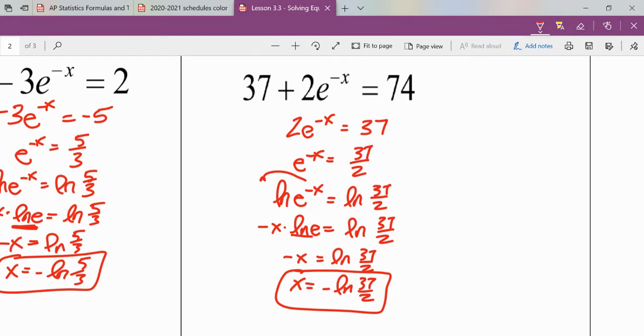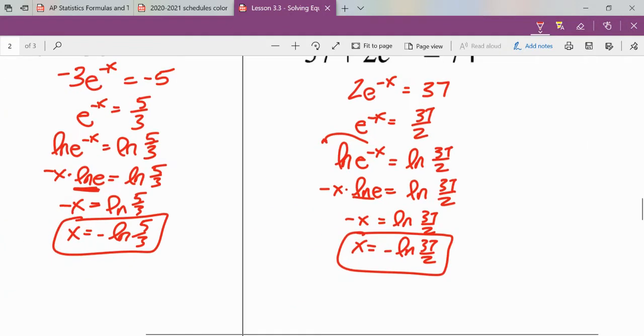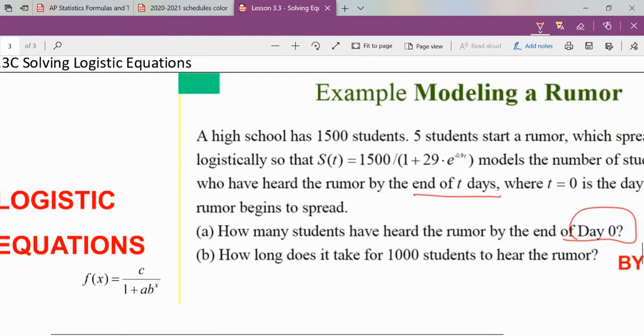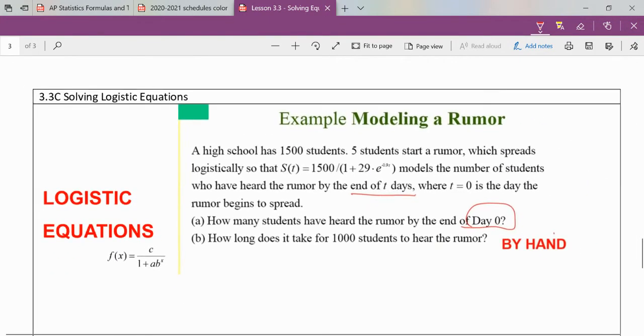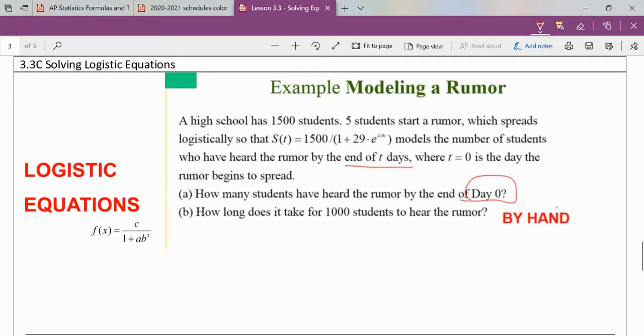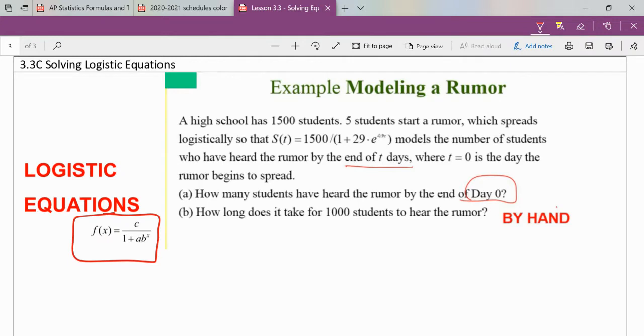So there's solving exponentials. Let's get into solving logistic equations. So let's shrink that up a little bit, fit that on the screen. And again, here's our basic form for our logistic equation, where that C is that limit that we're looking for.